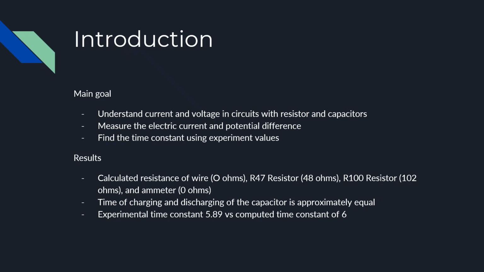For the results of this lab, we calculated the resistance of the wire to 0 ohms, the 47 resistor to 48 ohms, the 100 resistor to 102 ohms, and the ammeter to 0 ohms. We found that the time of charging and discharging of the capacitor is approximately equal, and the experimental time constant was 5.89 seconds versus the computed time constant of 6 seconds.